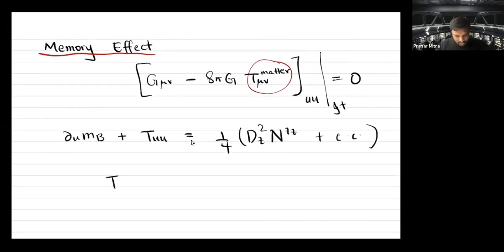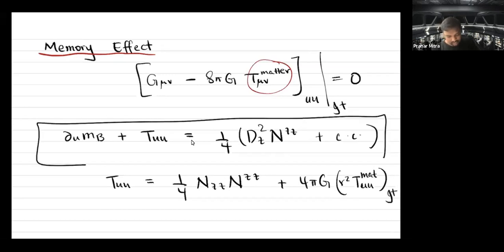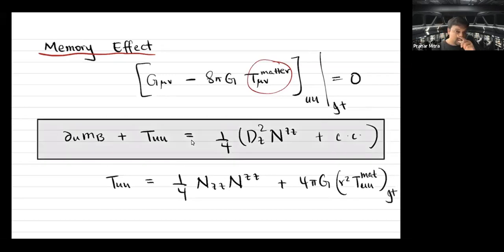where this T_UU receives a contribution from gravity itself, of course, because gravitational waves carry energy, but then it also has a contribution from the matter part. Again, evaluated on Scri+. So this is the equation you end up finding. This is the only equation that I will need. So let me just box it. This is really the only equation I'll need to explain the memory effect.